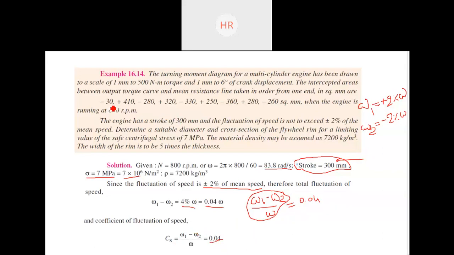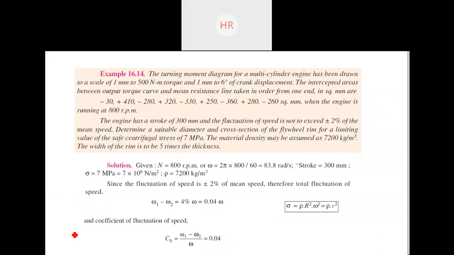And another data that are given to you is this fluctuation of energies. And our aim is to find diameter and cross section area of flywheel. So to solve this example, we will use these equations that we have already derived. The equation of hoop stress, because it is also given to you, sigma is equal to rho r square omega square, which is equal to rho into v square. So we will take the help of this equation.